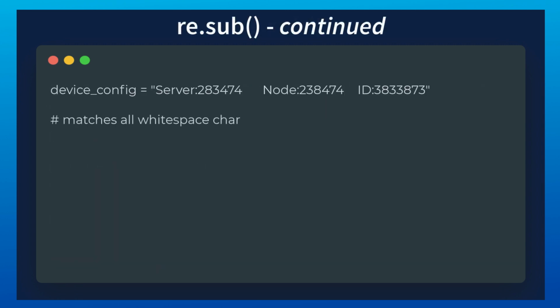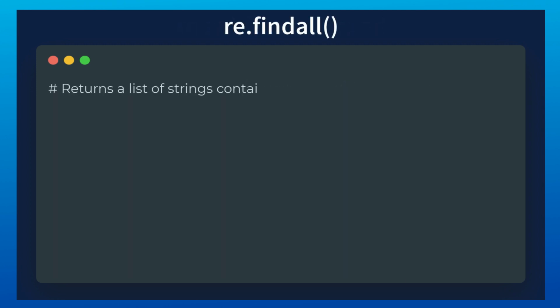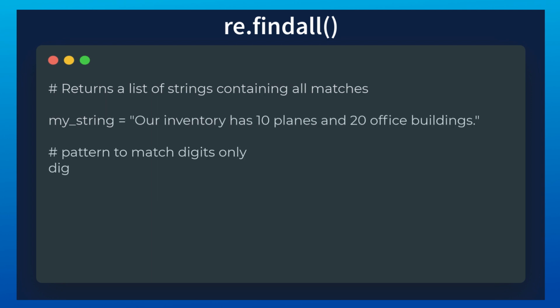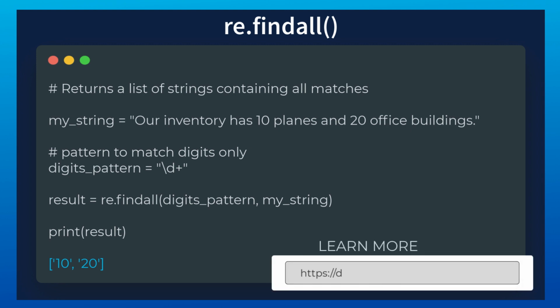Another common use of re.sub is removing whitespace from text. If you're just moving from manual ops to automation, your data may be littered with white spaces, making the re.sub module invaluable. re.findall returns a list of strings containing all matches. So if you just need digits or alphanumeric characters, for example, from your code, this is how you do it. Learn more about re at docs.python.org.